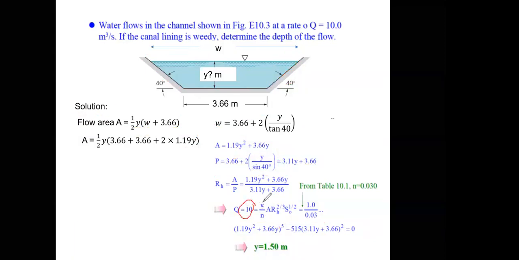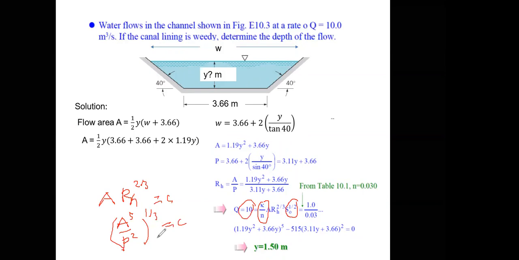This is a constant, and this is all constants over here. So to the power of half is also a constant. So you're going to have this A times RH to the power of 2/3 equal to a constant. If you substitute this RH with the A over P, like what we did, we will have A to the power of 5 over P to the power of 2, and this becomes 1/3 equal to constants.